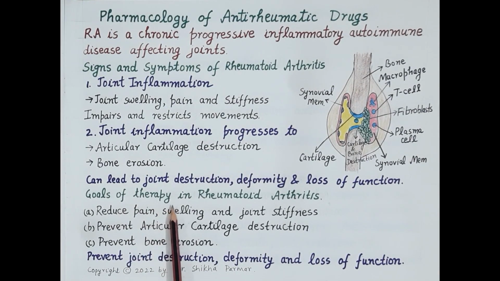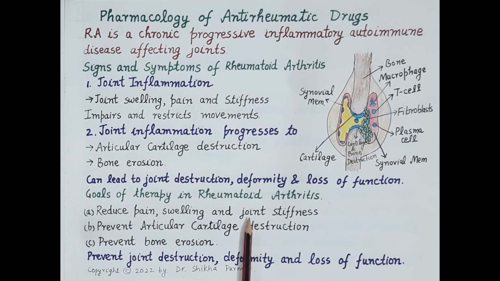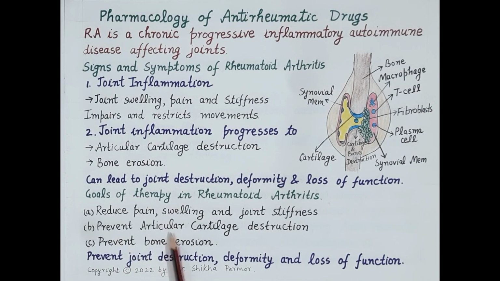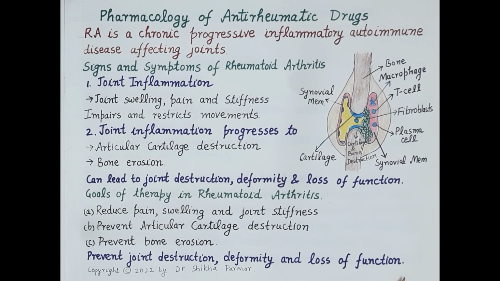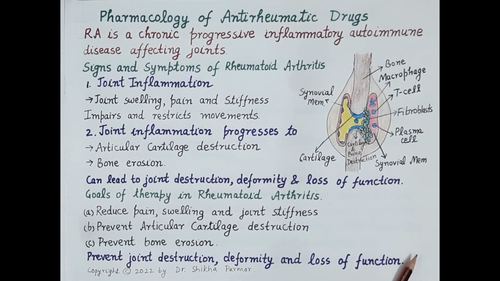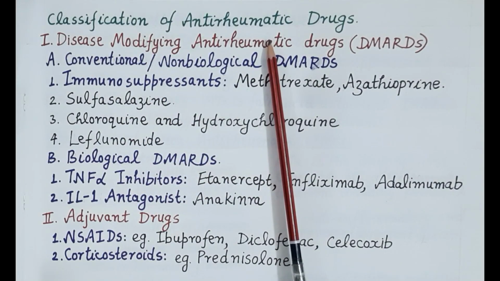So the goal of anti-rheumatic therapy in rheumatoid arthritis is to reduce pain, swelling and joint stiffness, then to prevent articular cartilage destruction and also to prevent bone erosion, that is, to prevent the destruction of bone. So anti-rheumatic therapy should aim at preventing the joint destruction, preventing joint deformity and prevention of loss of function of the joint. Now let's classify anti-rheumatic drugs.